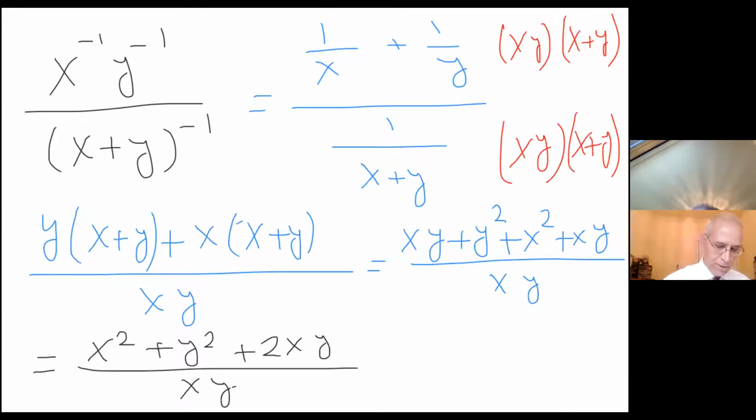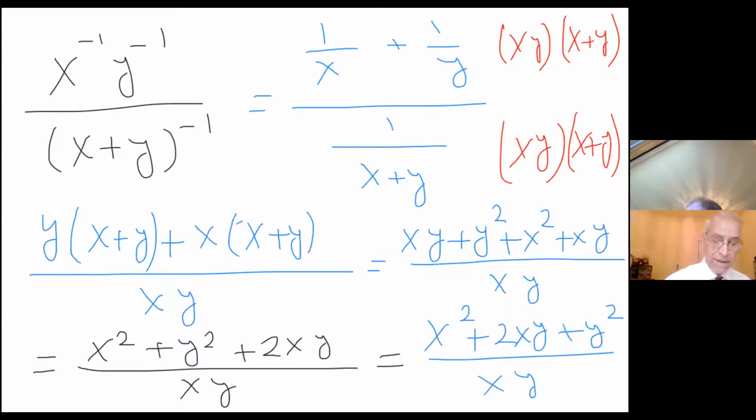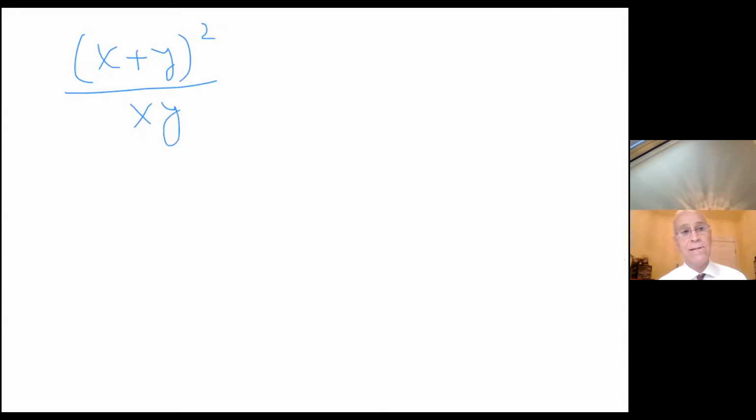And now I'm going to rewrite this. Notice that the top is x to the second plus 2xy plus y to the second over xy. Now I can factor the top. The top factors to x plus y quantity squared over xy. And that is the most simplified version of this expression.